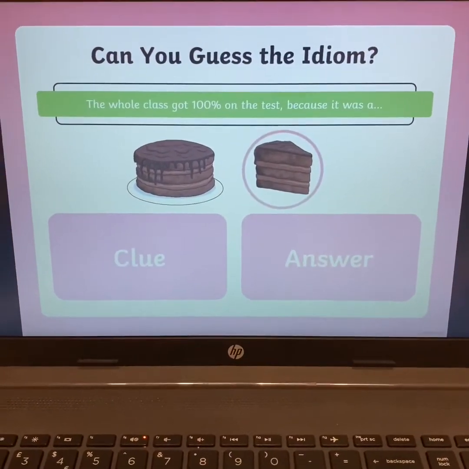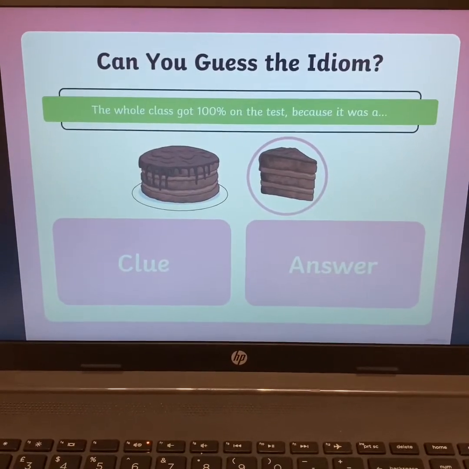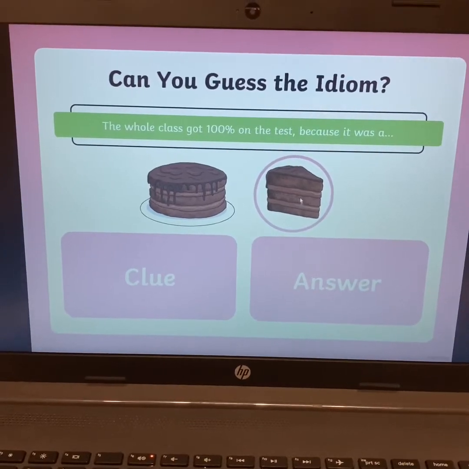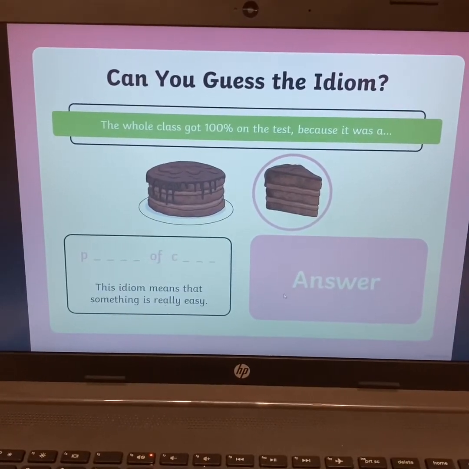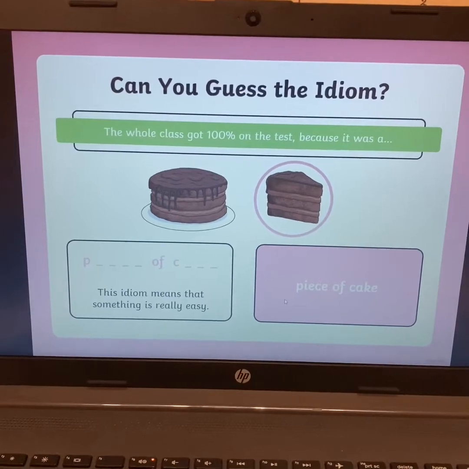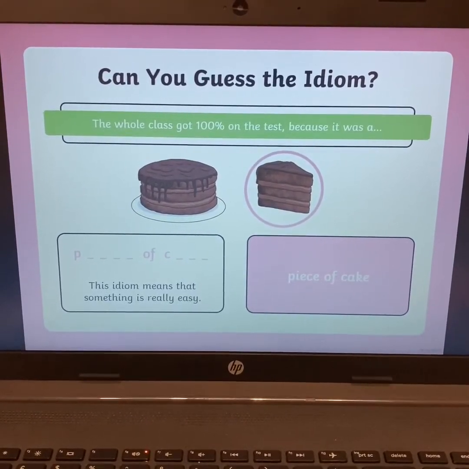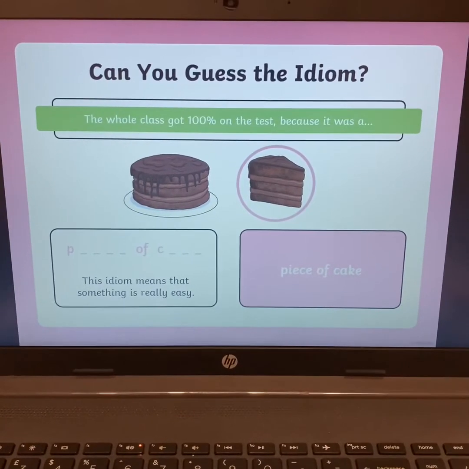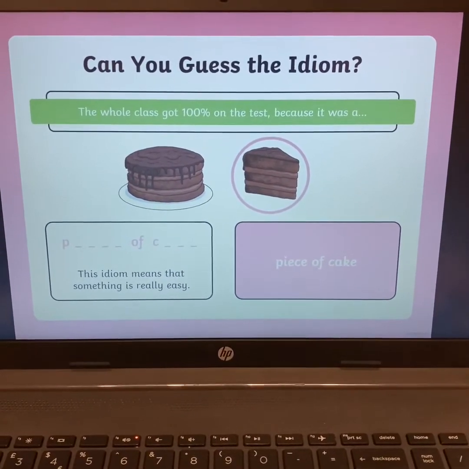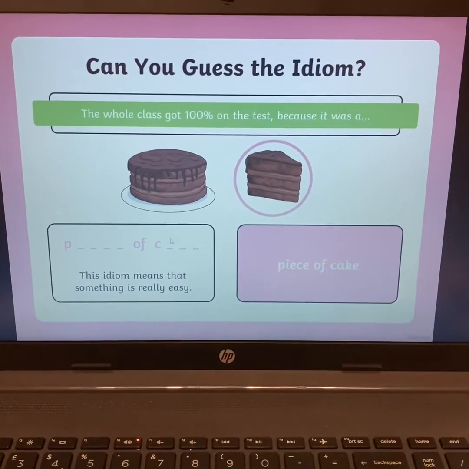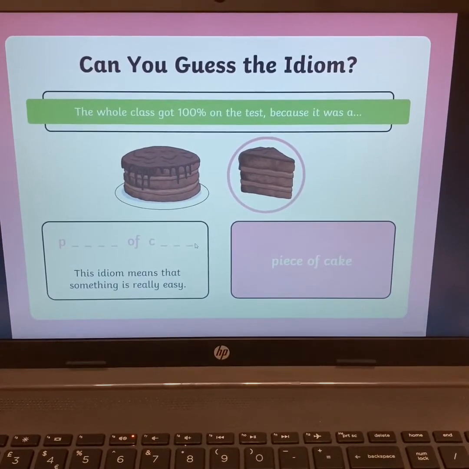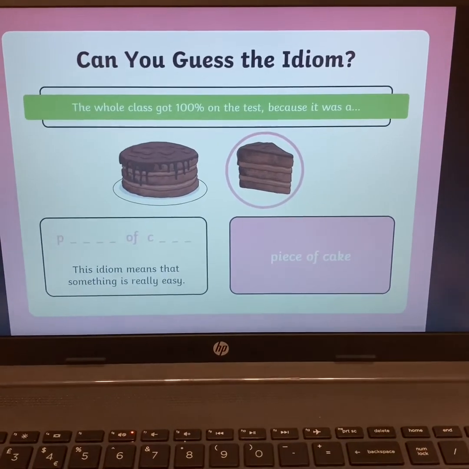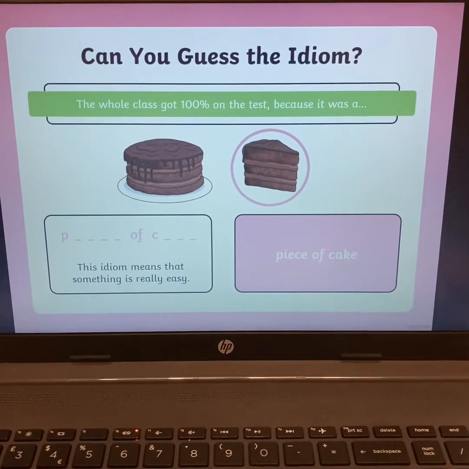Next one. The whole class got 100% on the test because it was a piece of cake. Okay, it means it's something that's really easy. If something is a piece of cake, it's nice and easy. Obviously it doesn't actually mean it's a piece of cake, it just means it's really simple. So again, that's a nice one to be able to put into your letter. So anything that you're talking about doing, whether it's snorkeling, building a campfire, whatever it was, you can say it was really easy, it was a piece of cake.